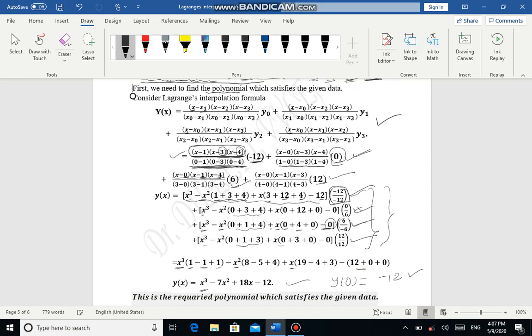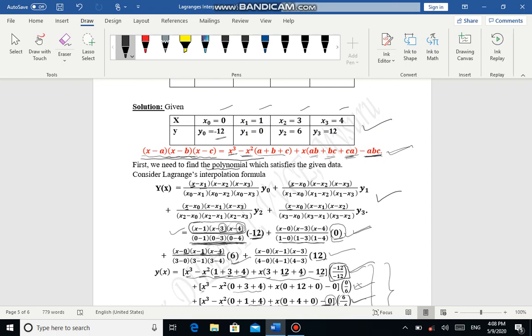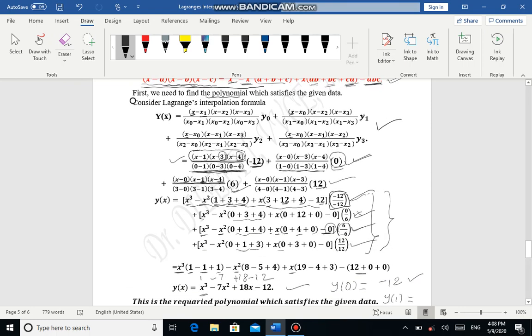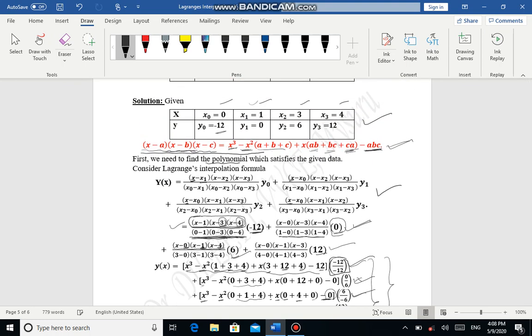Now if you want, you can check one more value. Replace x is equal to 1. What happens if you replace x is equal to 1? 1 minus 7 plus 18 minus 12. Okay, so 1 minus 7 is minus 6, minus 6 minus 12 is minus 18, plus 18, 0. So this gives the second data.